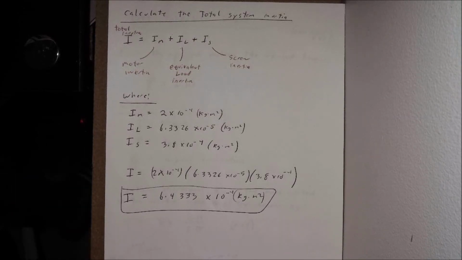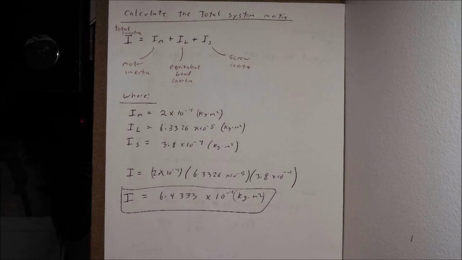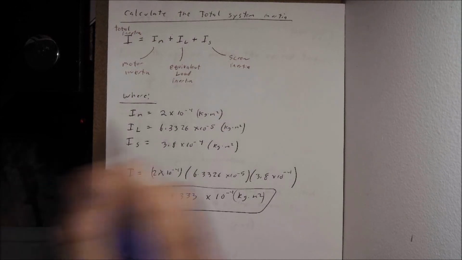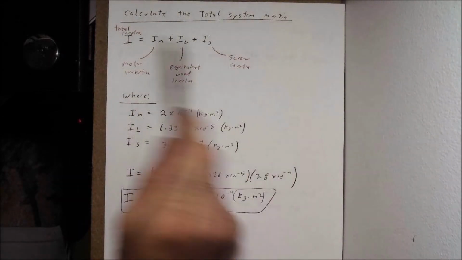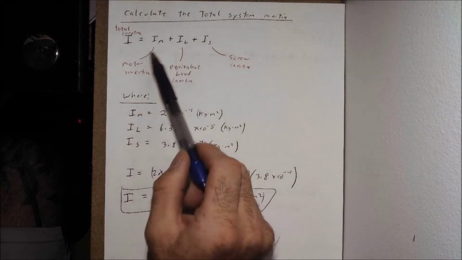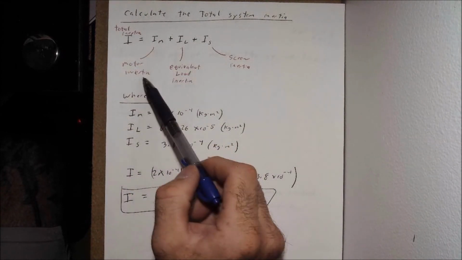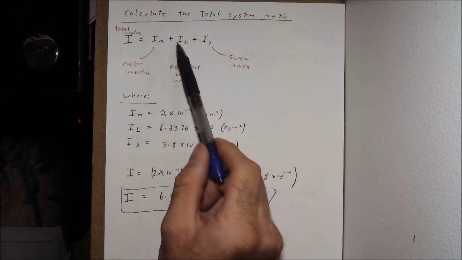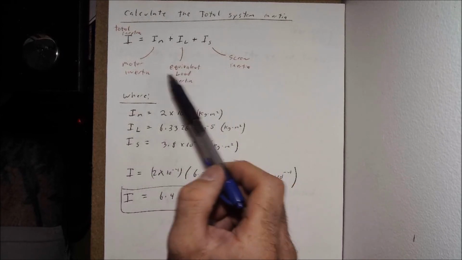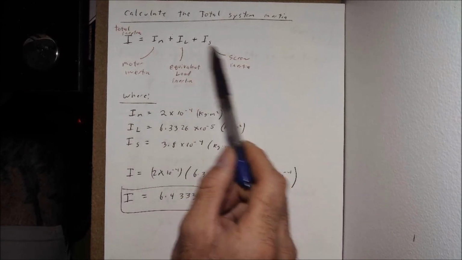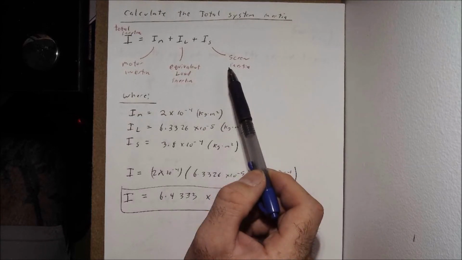So the next thing I want to look at is calculating the inertia of the entire system. So far we've been calculating the inertia of individual components within the system, but we want to look at the system as a whole. So our total inertia for the system is given by this relationship here. So I is equal to our I sub m, which is our motor inertia, given to us in the problem statement, our I sub L, which we've calculated, our equivalent load inertia, and our I sub S that we've also calculated for our screw inertia.